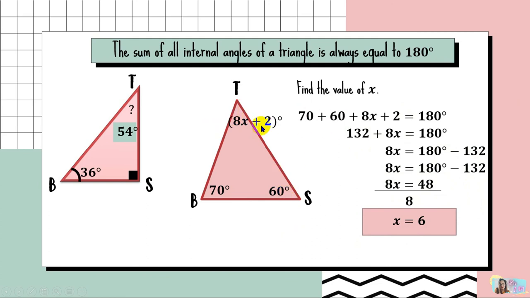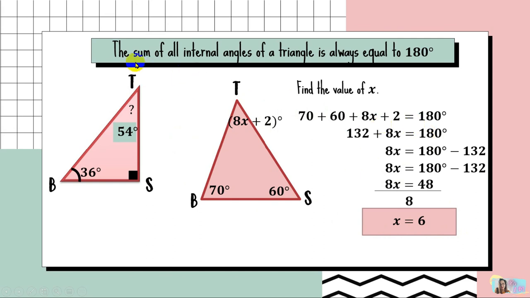And to find the angle itself, all you have to do is to substitute 6 to x, so 6 times 8 is 48 plus 2 is 50. So, yung nawawala nating angle doon ay 50. Or, pwede naman nating i-add na lang tong 70 and 60, then i-minus natin sa 180, then yung matitira is equal dito sa 8x plus 2. So, that's another way on how we can solve this problem.